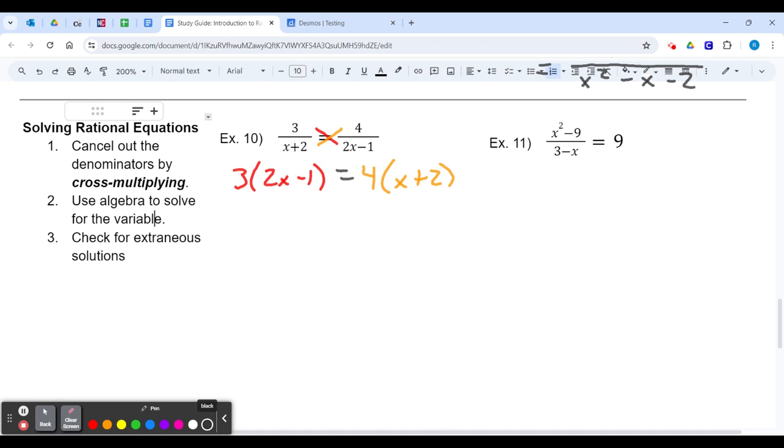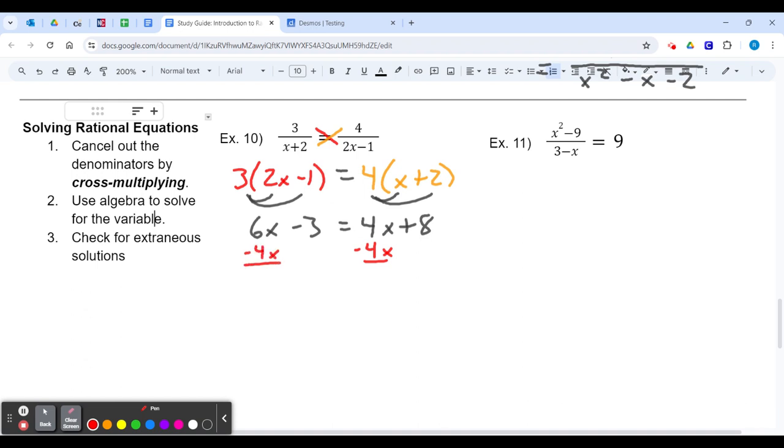And then we can start solving. So it helps to distribute, so we need to go 3 times 2x, 3 times negative 1. That'll give us 6x minus 3. Then 4 times x plus 4 times 2, we get 4x plus 8. Now we need to start using algebra to solve. Let's get all variables to one side first. I'm going to subtract 4x, subtract 4x.